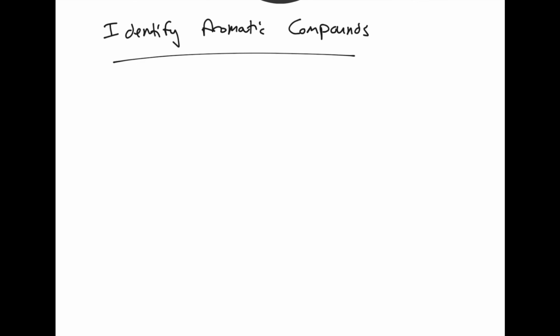So there are three things that an aromatic compound needs to be. To be aromatic, you need to be a flat ring. Now, the flat ring thing, that is good.